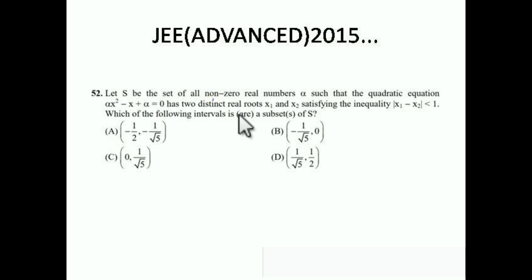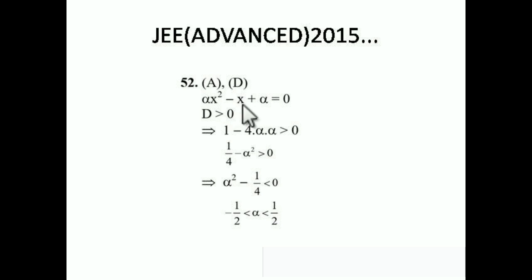Now for the two distinct real roots condition, we saw the important theory in the topic lecture. Alpha x square minus x plus alpha is equal to 0 has two distinct and real roots, that means discriminant greater than 0. b square minus 4ac, 1 minus 4 alpha square greater than 0. That means 1 by 4 minus alpha square greater than 0. Just reverse this, alpha square minus 1 by 4 less than 0. That means minus 1 by 2 less than alpha less than 1 by 2.